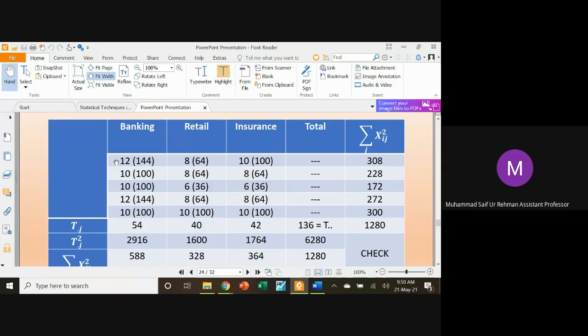So you simply have to add these values: 12 plus 10 plus 10 plus 12 plus 10. The answer is 54. Simply add these values to get this. But you have to write down T dot J over here. Then add these values, the answer is 40. Add these values, the answer is 42. Okay. And in this total column, you have to add these three values. This plus this plus this, the answer is 136. Okay. And you have to say that this T dot dot is the sum of these values, or you can say this is the total of observations, the sum of the observations. Okay.